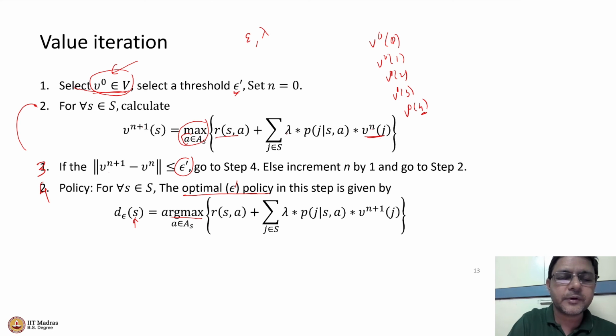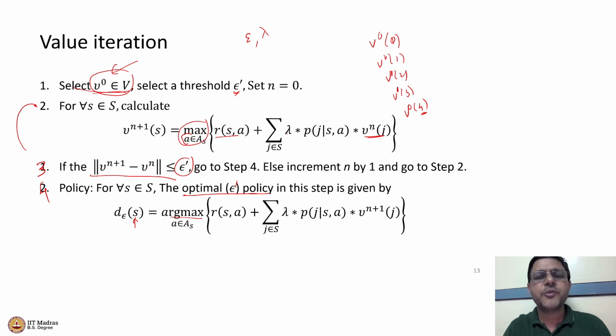Obviously, we are assuming. So this is not the optimal policy. This is called epsilon prime optimal policy because I am assuming that the gap between Vn plus 1 and Vn is small enough, right? So this is how you run value iteration. Fairly straightforward implementation of the Bellman equation. Hope this is okay with you.